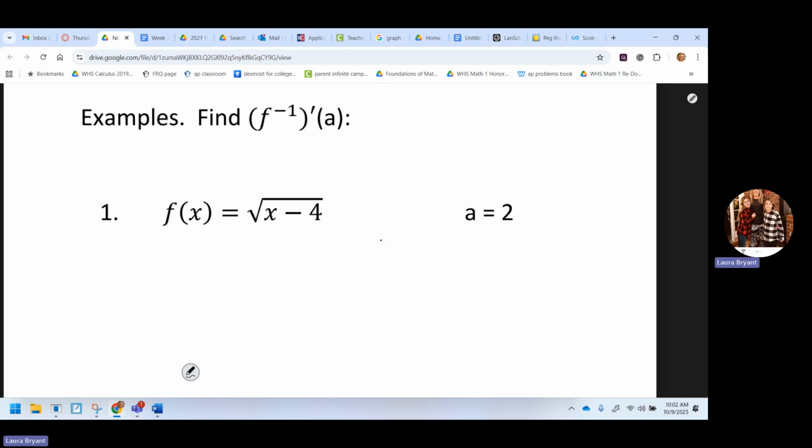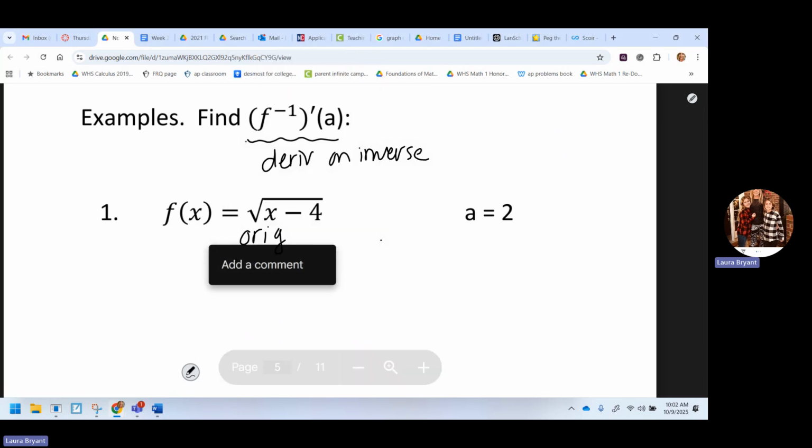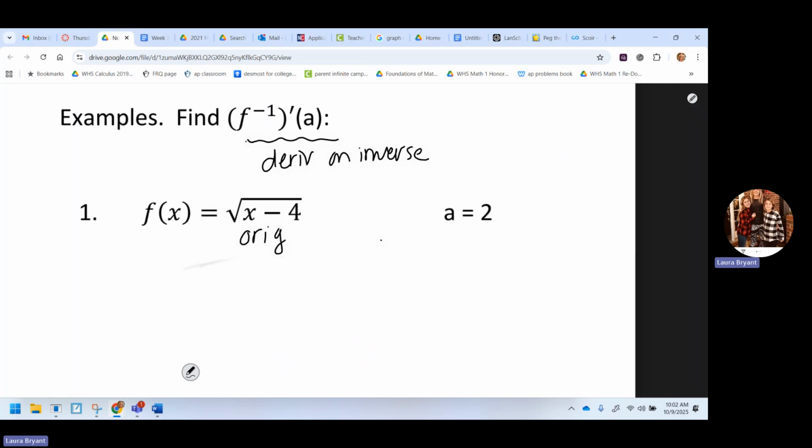Okay, so this is telling me that I want the derivative on the inverse. But when I look at what's given to me in the problem, they don't give me the inverse. They give me an original equation. But that's okay, because if I can just get the slope on the original, I just have to flip it, and that will give me the derivative on the inverse. I just have to make sure that I sort my information carefully.